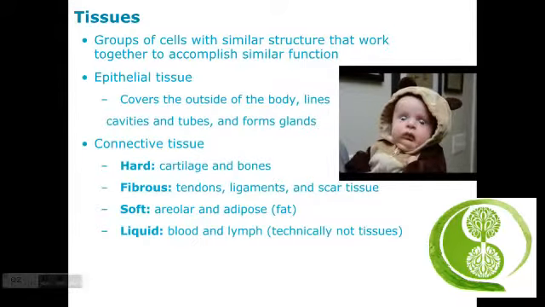Great, so now we'll move on to tissues. We said earlier, tissues are groups of cells with similar structure that work together to accomplish a similar function. We have a couple of different types of tissues. We have epithelial tissue, we have connective tissue, we have muscle tissue, and nervous tissue.